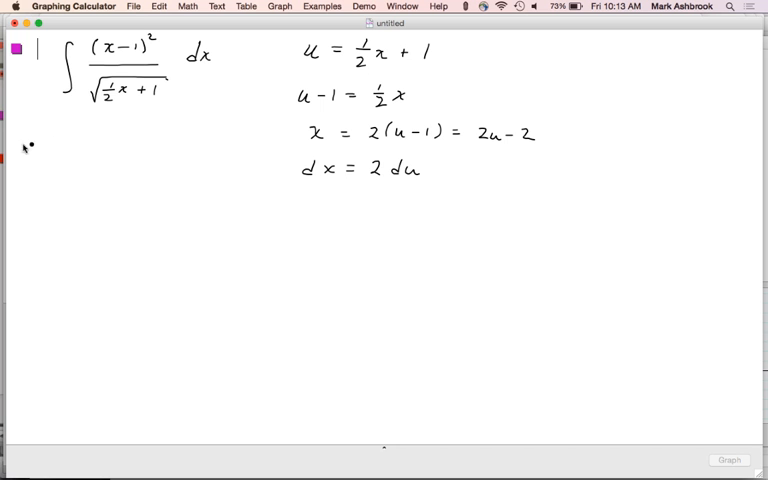And why don't you try that step? See if you can now rewrite this integral in terms of u. Go. It's just substitution, just replacing things, right? Replacing things.